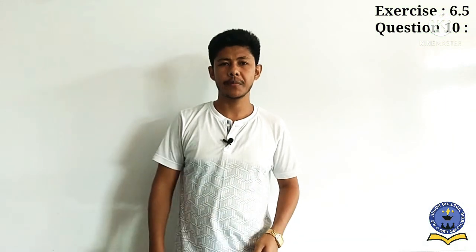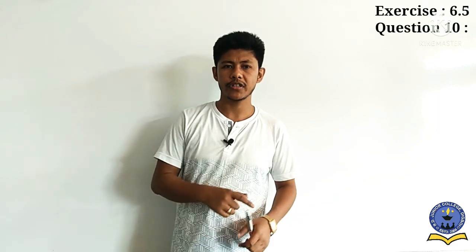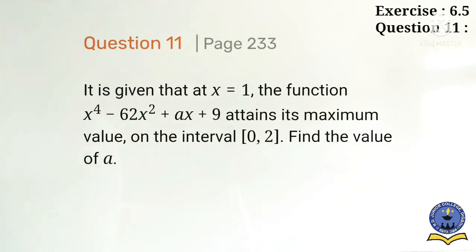After completing question number 10, one more question remains, which is question number 11. Question number 11 is given in this way. It is given that at x equal to 1, the function x to the power 4 minus 62x square plus ax plus 9 attains its maximum value on the interval [0,2]. That means a closed interval is given, and we have to find the value of a.